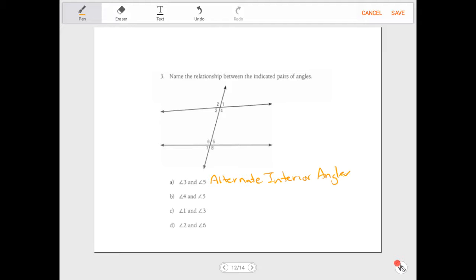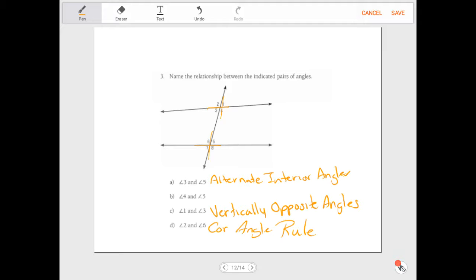Okay, now 4 and 5 here. I'm going to move by that one just for a second. Angle 1 and angle 3. Those are going to be vertically opposite angles. And number 2 and number 6. Again, I'm going to use the corresponding angle rule for that one, because you can see we have two intersections and they essentially occupy the same spot in both of those intersections.